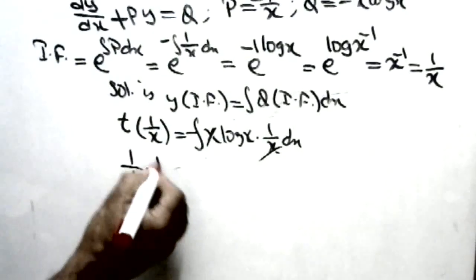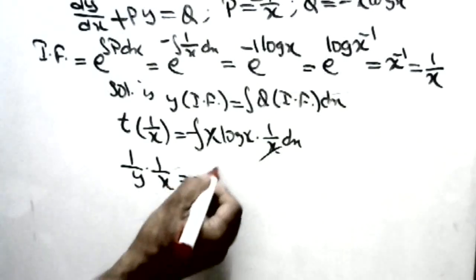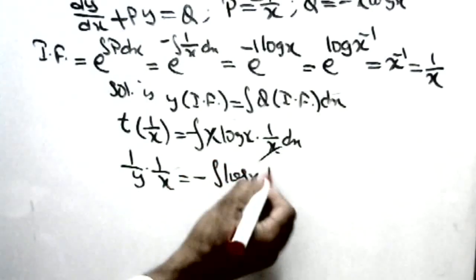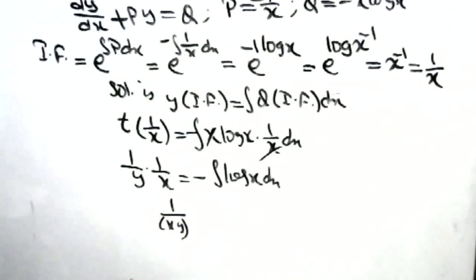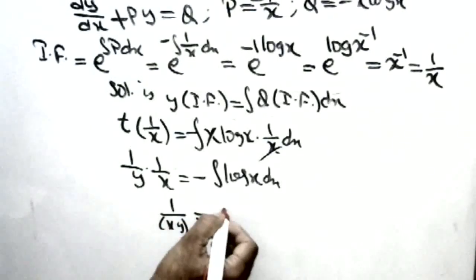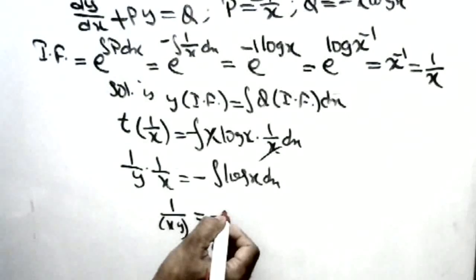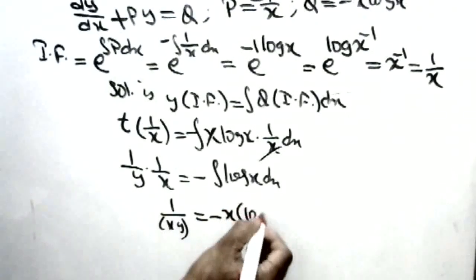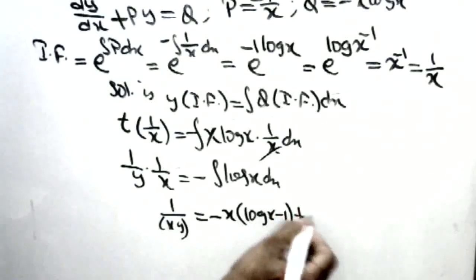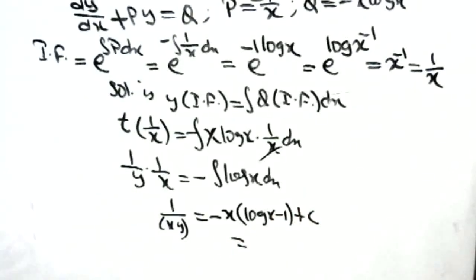So let me substitute the value of t, 1 by y, into 1 by x equals minus integration of log x dx. Now this will be 1 by xy, 1 by xy minus integration of log x. We have seen that earlier. This formula is x into (log x minus 1) plus c. So this is the answer for this question.